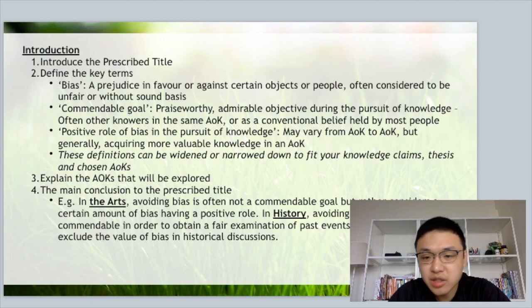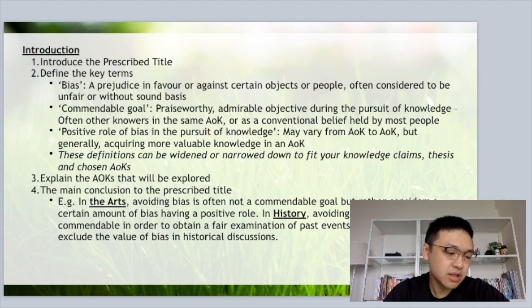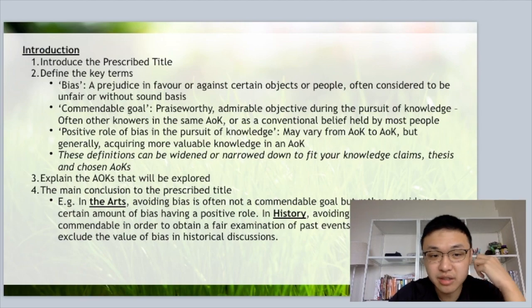In terms of the definitions, they can be widened or narrowed to fit your knowledge claims, but these are the definitions we would recommend. The first is bias. Bias refers to a prejudice in favor of or against certain objects or people, often considered to be unfair or unsound judgment. So you can define bias, which is obviously a very clear concept stated in the question.